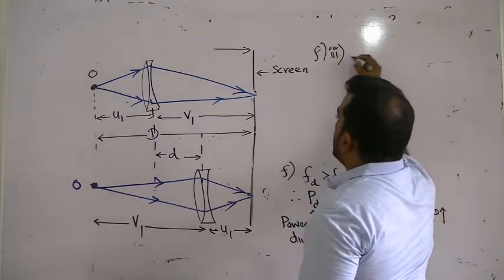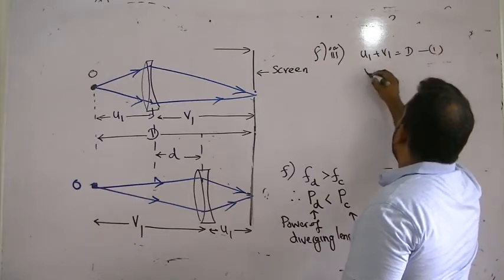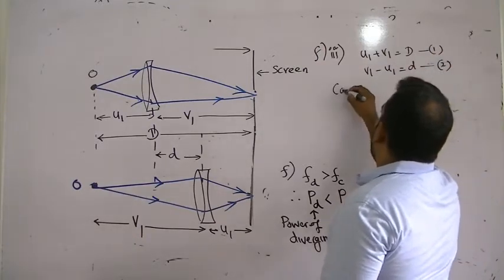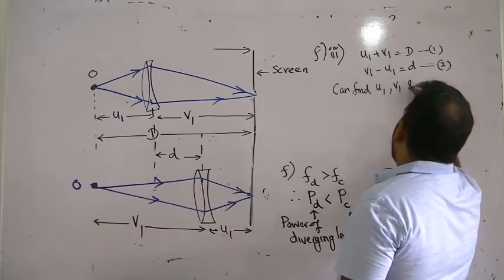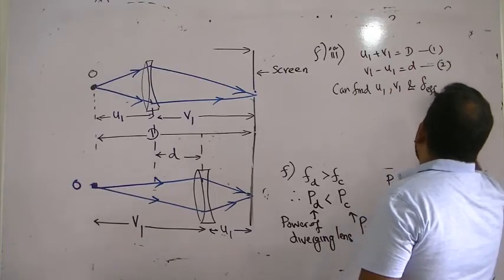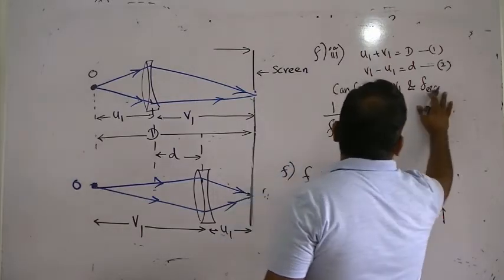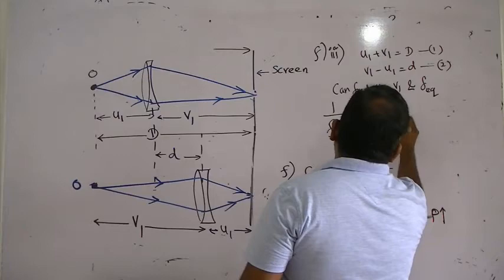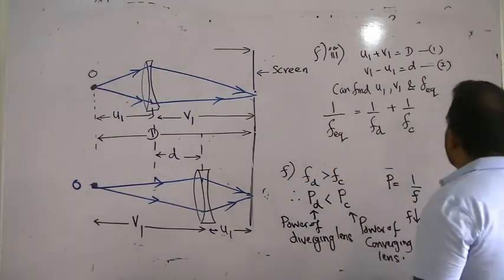So you know this: U1 plus V1 equals capital D, and V1 minus U1 is small d. We can find U1, V1 and the effective focal length. The effective focal length, or equivalent focal length, is the focal length of the diverging lens plus the focal length of the convex lens.